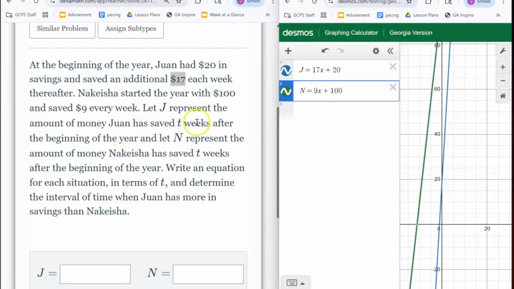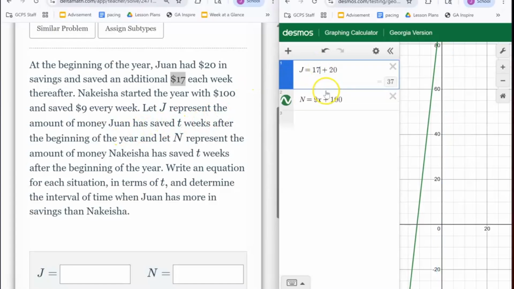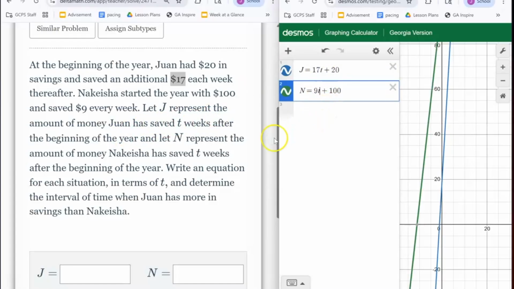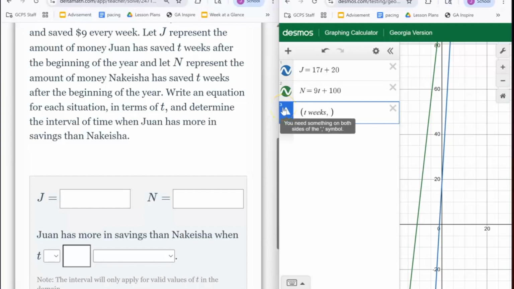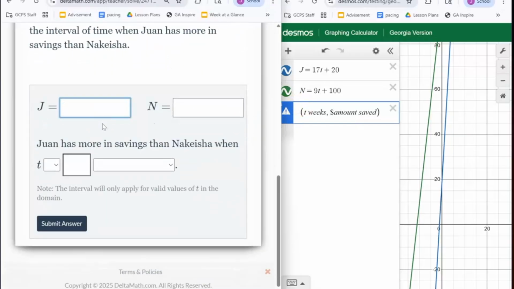Let J represent the amount of money saved in T weeks. So this time you're going to make that T, and this is going to be T as well. Saved in T weeks after the beginning of the year. Write an equation for each situation in terms of T and determine the interval of time. So this is T weeks, and then my y value is my total amount saved. All right, so write in the functions. I've got 17T plus 20 for J. And for N, I got 9T plus 100.